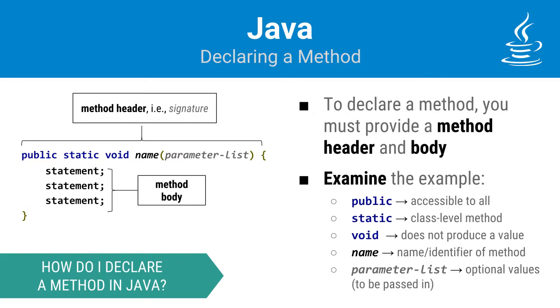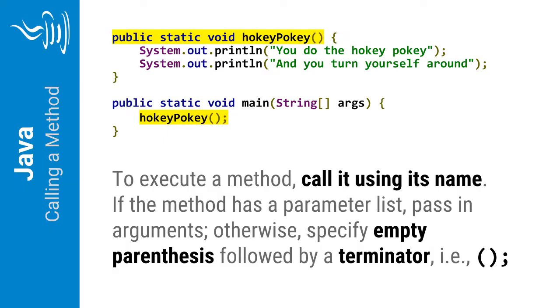Declaring a method in Java is quite logical, but there are a lot of parts to it, so it can take some time to master. A method consists of a header, often referred to as its signature, and a body. The header describes the basic properties of the method, and the body contains the code that is executed when it is run. Once a method is declared, it can be used by calling it by its name.